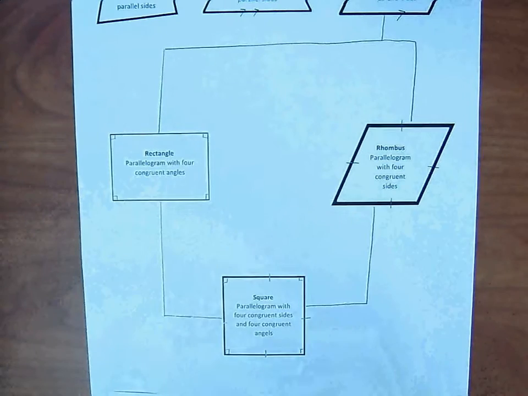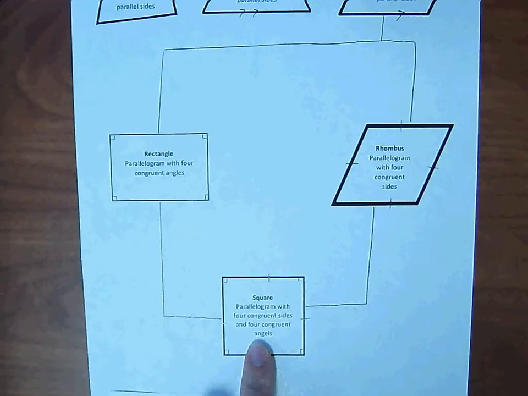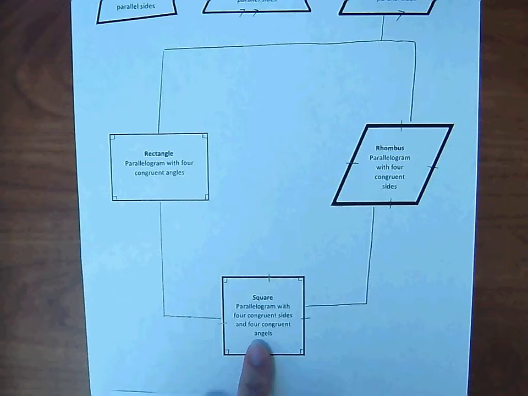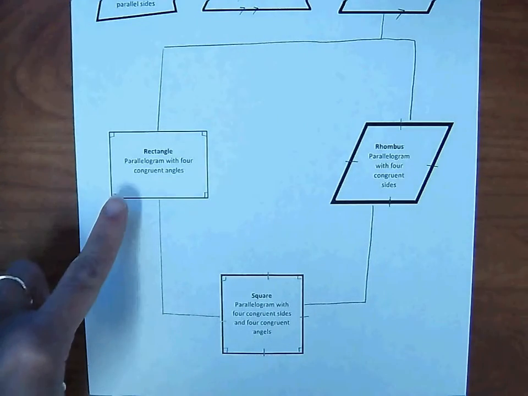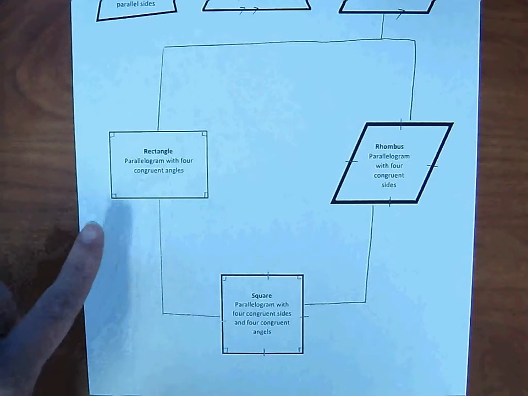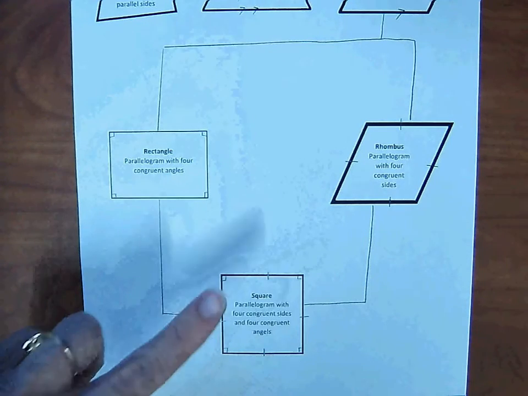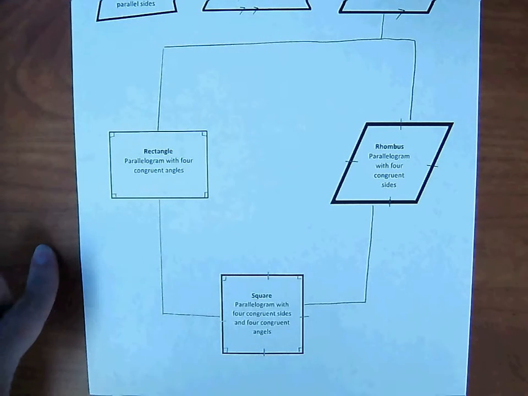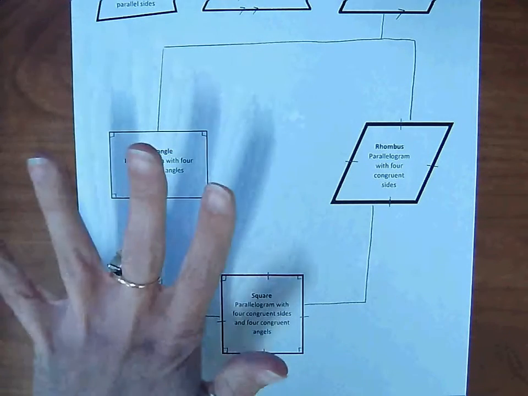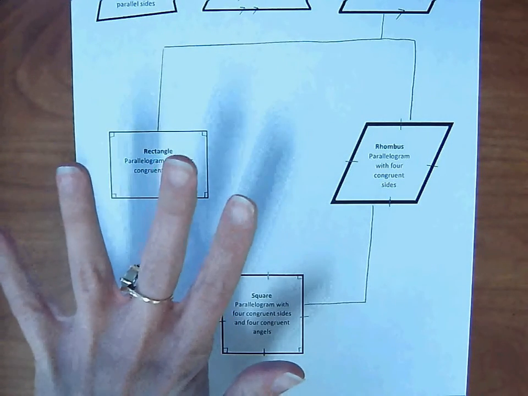Now understand, I can look at a square and call it a rectangle, because in order for something to be a rectangle, it has to have four congruent angles, which a square does. I cannot look at a rectangle and call it a square, because squares have to have congruent sides and congruent angles. So all squares are rectangles, but not all rectangles are squares. It's kind of like all thumbs are fingers, but not all fingers are thumbs.